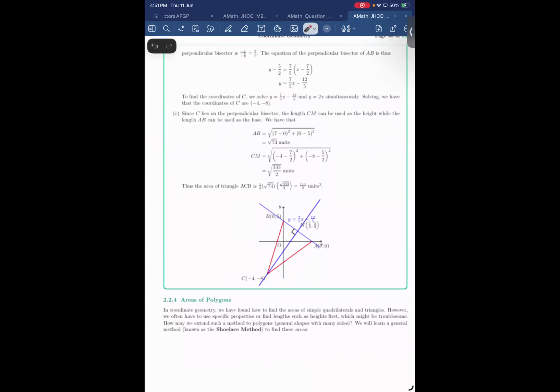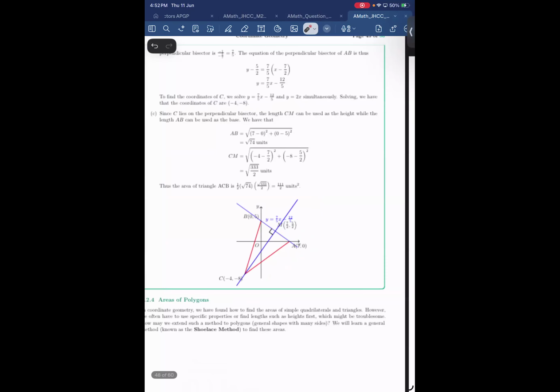If we want to use some properties, for example, the area of a triangle is half times base times height. The area of a trapezium is half times (a plus b) times height. For certain shapes, it's not so easy. That's why you need a general way, which is the shoelace method. So how does the shoelace method work?